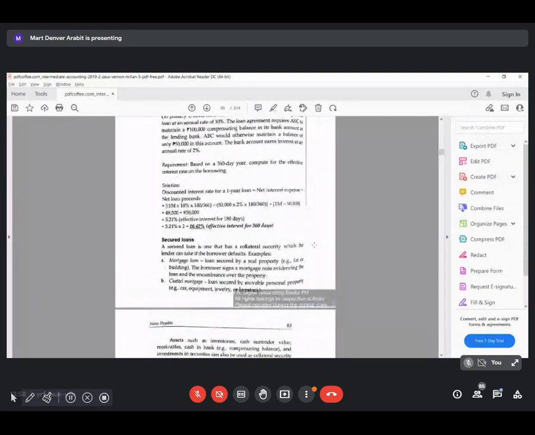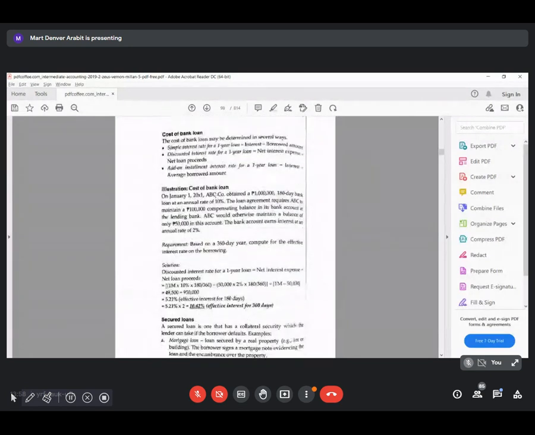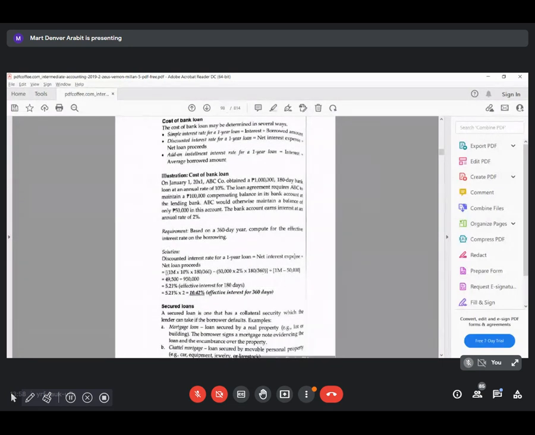So, okay. Tuloy na tayo sa susunod. Cost of bank loans. So, same process lang. Gagamitan din natin siya ng interpolation dito.